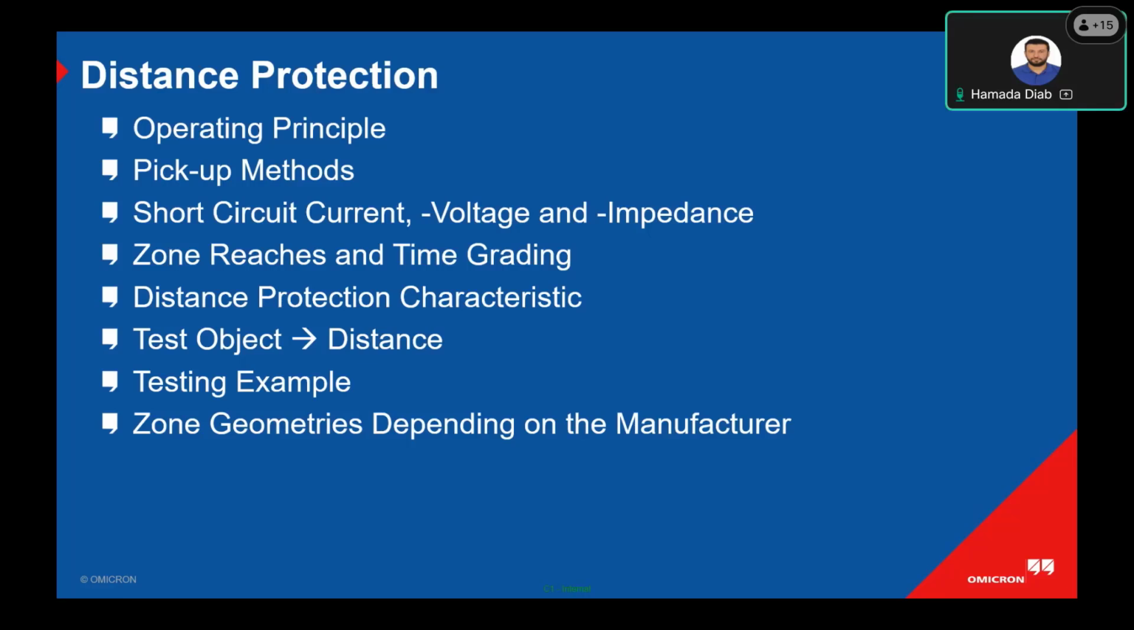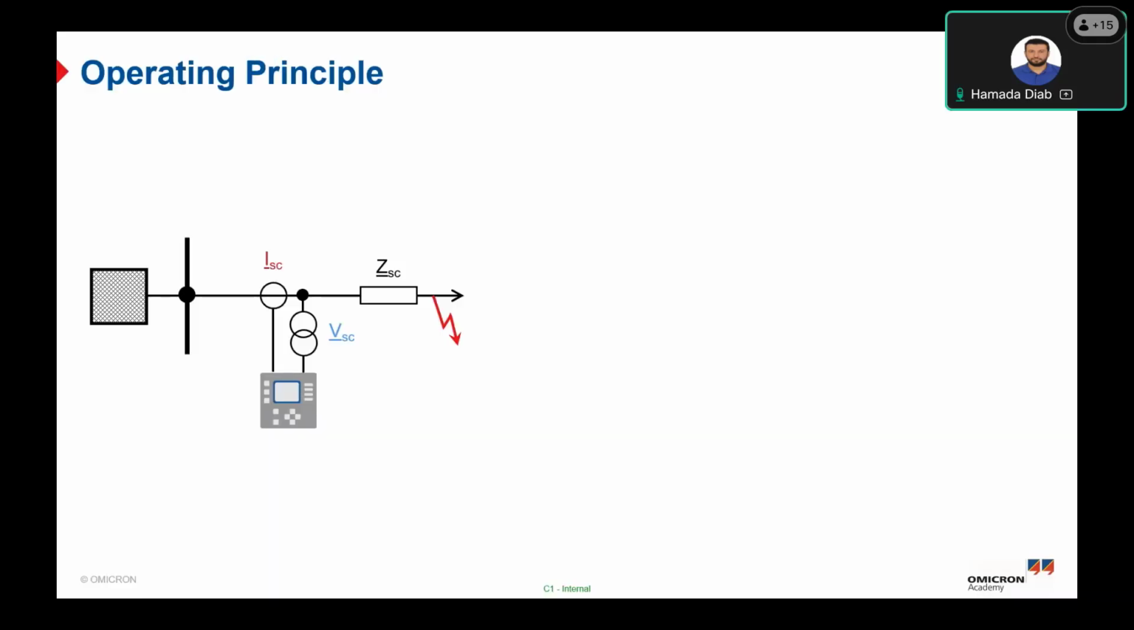So we finished the overcurrent protection, and now we will take an overview of the distance protection: the operating principles, the backup methods, and how to implement the zone reach and time grading in our protection testing, and also how to configure the distance REO file, and we will take some examples. Okay, so firstly, we will talk about the operating principle of the distance protection.